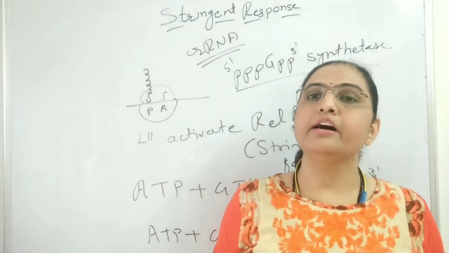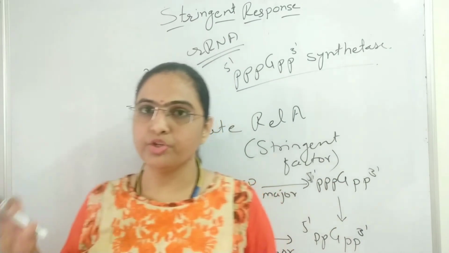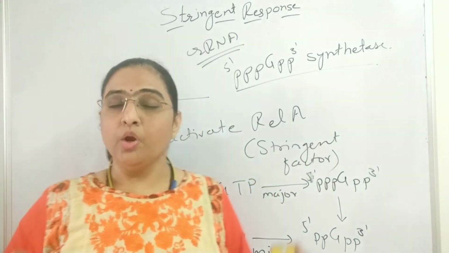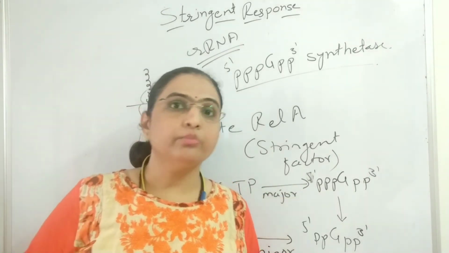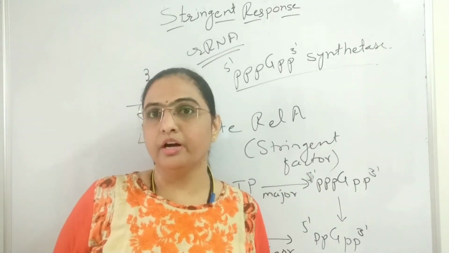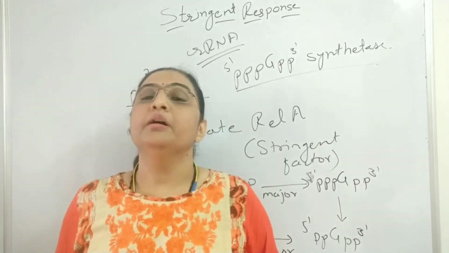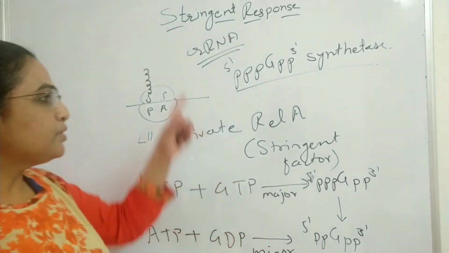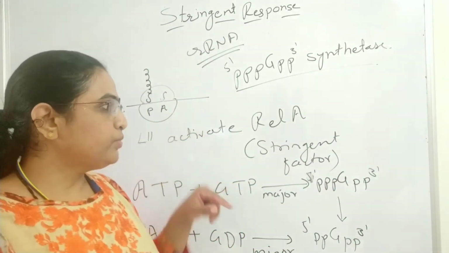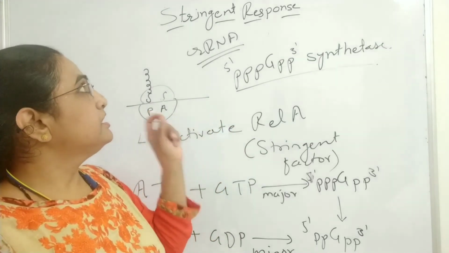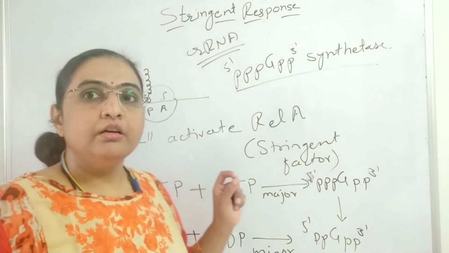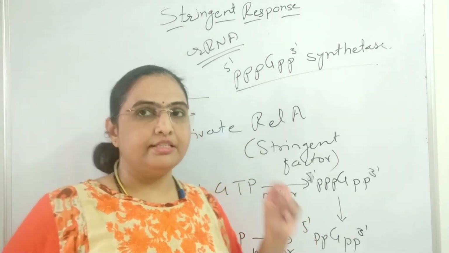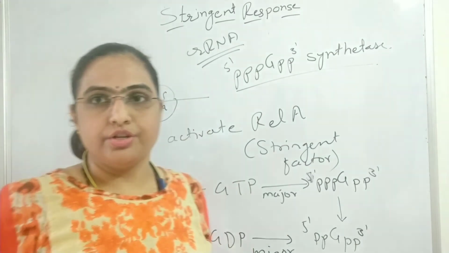And as the rRNA operon is switched off, the concentration of the ribosomes in the cell is going to be lowered, and ultimately the rate of protein synthesis is also going to be lowered, and the other metabolic activities are also going to be lowered. So in this way, this is the response given by the bacterial cell in the absence or at lower levels of amino acids, and that response is called the stringent response.